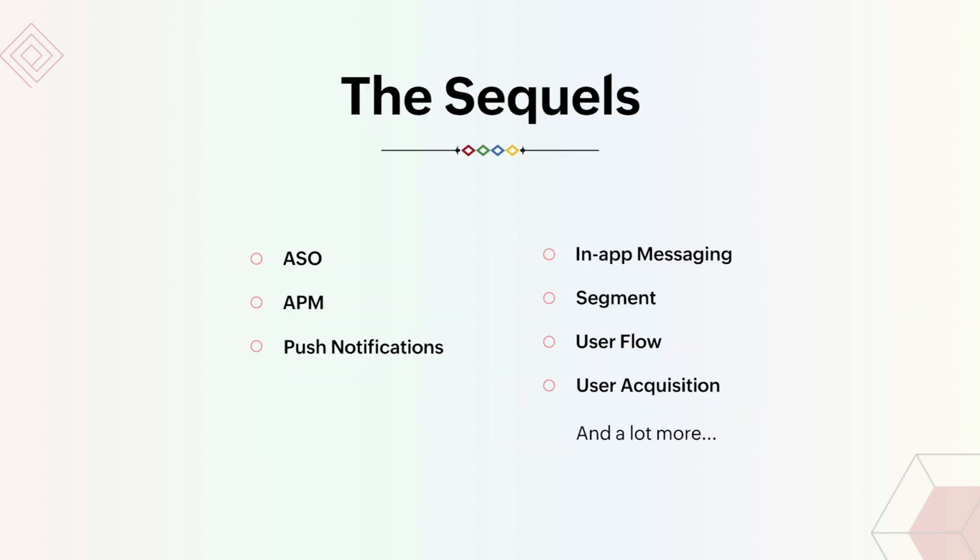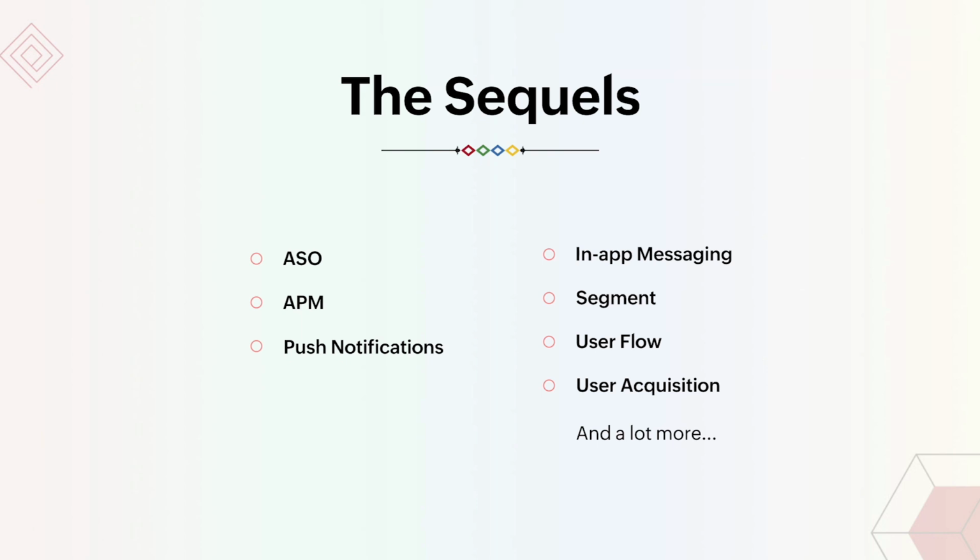And the journey doesn't end here. These are some of the features that we have planned for the upcoming releases. As I already mentioned, we have ASO, App Store Optimization, APM, app performance monitoring, push notifications, in-app messaging, user segments and user flow, user acquisition tracking, heat maps, and much more.